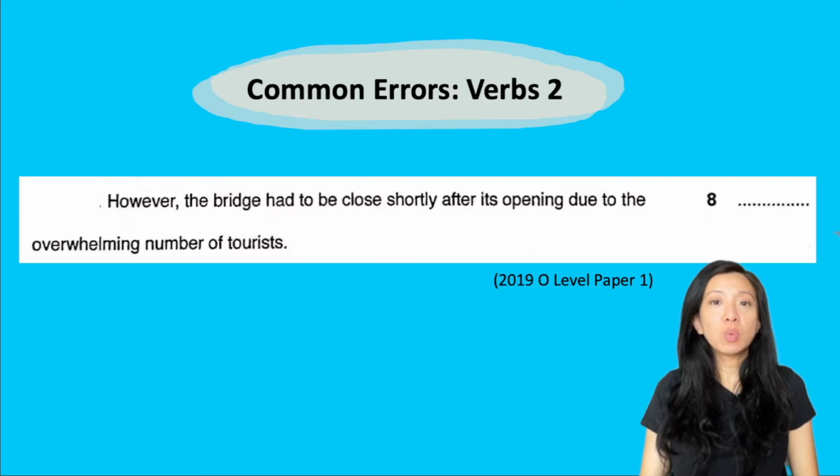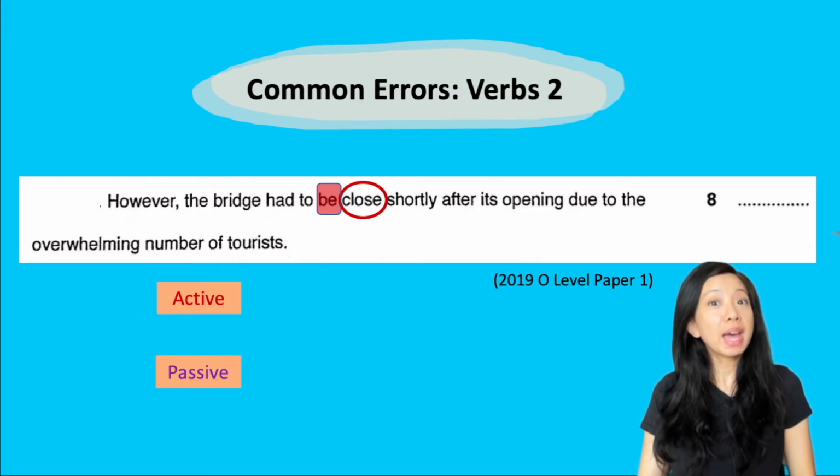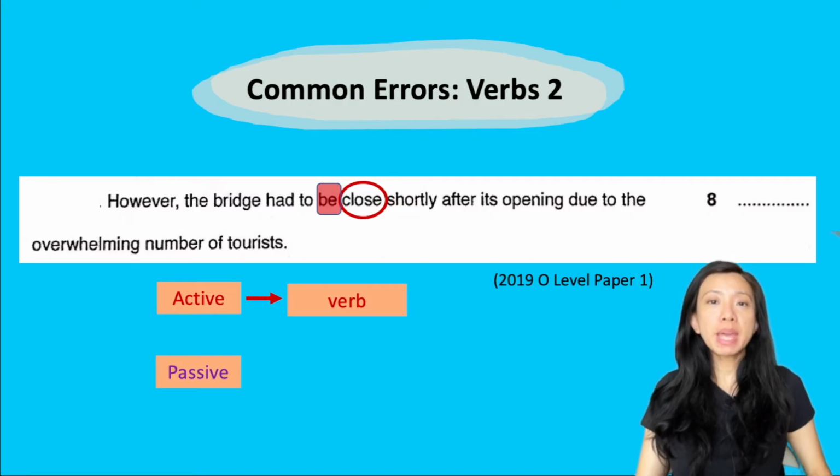The error here is in the word close, so I will circle close. And my clue here is in the word be. Now, for this type of error, you need to know the difference between an active sentence versus a passive sentence. An active sentence usually just has one main verb.